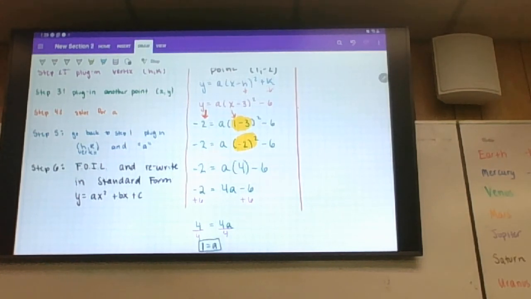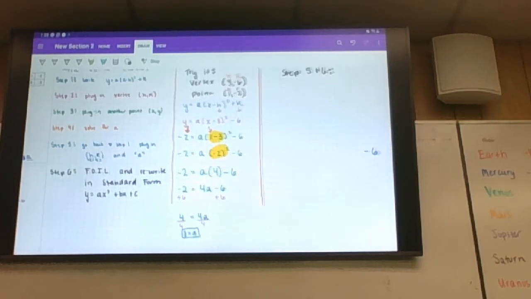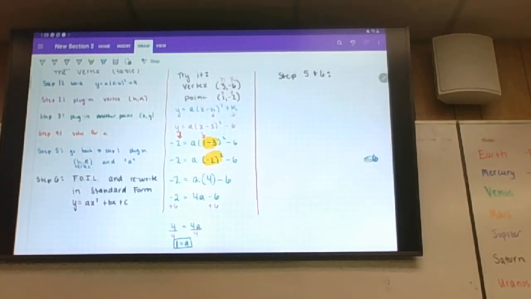I got 1. Did anybody else work ahead and get a 1 for A? Okay, you guys. So this is a huge achievement. We figured out the parabola that goes through these 2 points has an A value of 1. That's like the most basic A value there is, but we're just starting out, right? So that is steps 1 through 4.